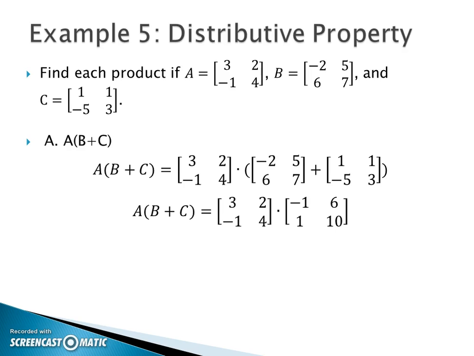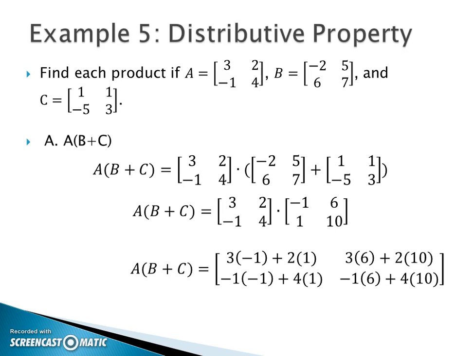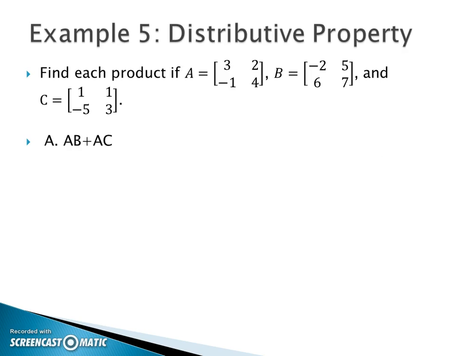Now we're going to multiply the columns by rows. And we get our answer, which is negative 138, 534. Okay, so that was A times the quantity B plus C. Now to see if the distributive property actually works, we're going to do A times B plus A times C.